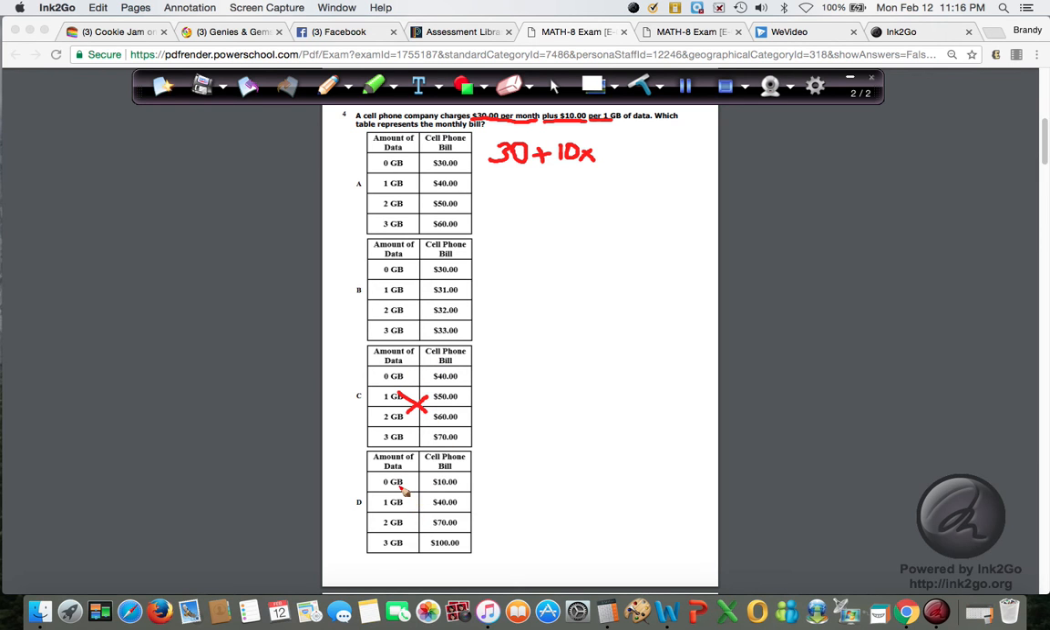And then down here, 0 gigabytes, $10. Now it's $30 per month. The $10 is for 1 gigabyte, so it can't be that one either. So now it's just between A and B. You have to pay $10 per gigabyte, and that's the difference I see here. Which one is going up by 10 for every gigabyte you use? That's all the hints you're going to get on this one. Pause the video, make your selection, and move on.